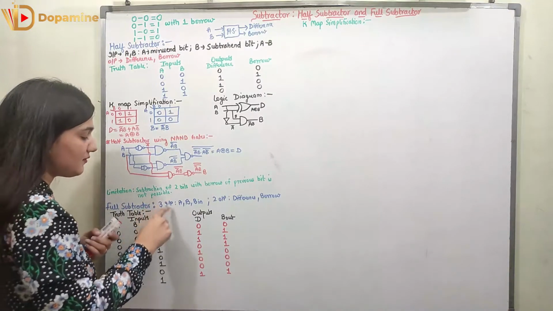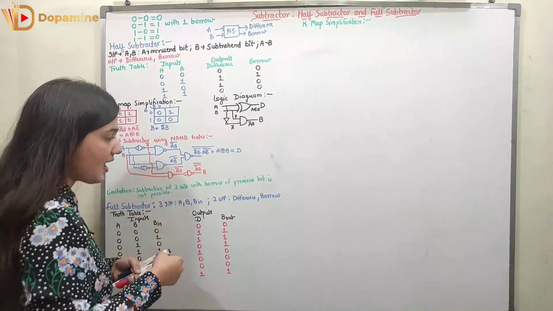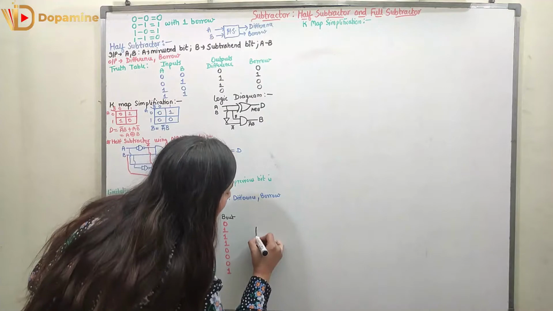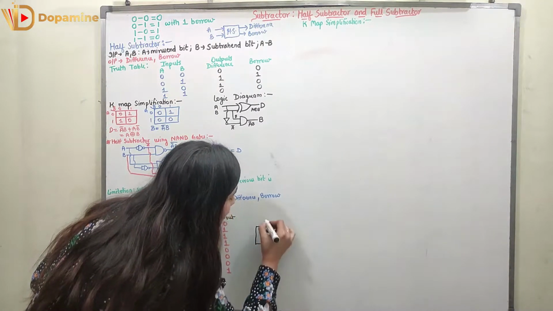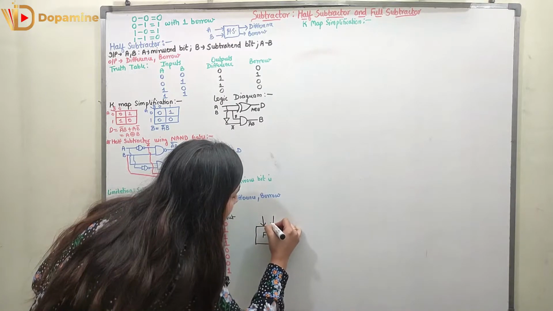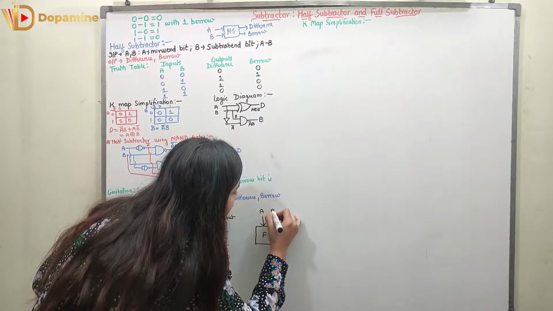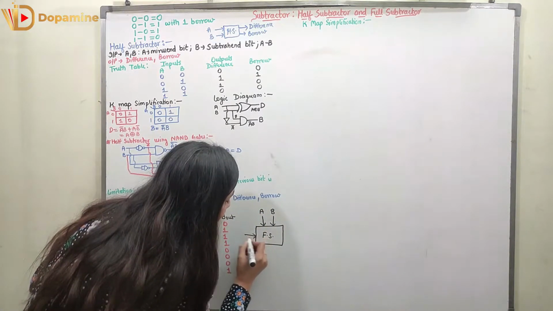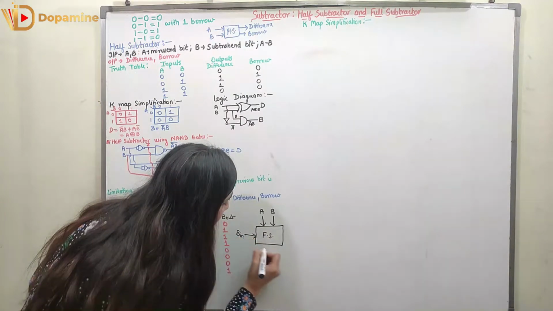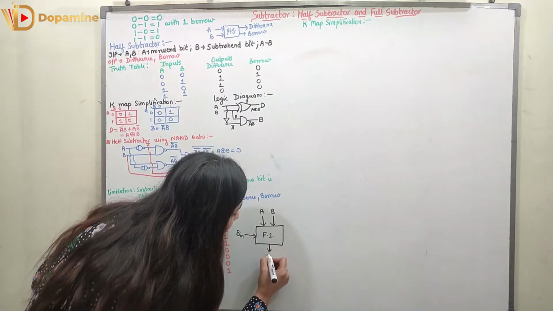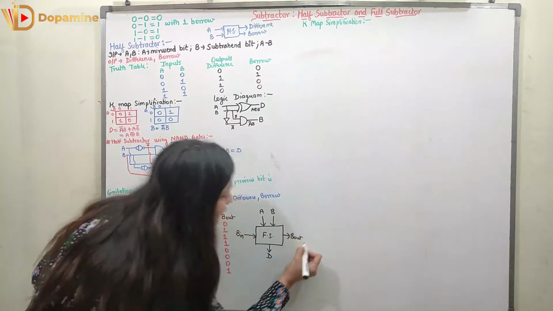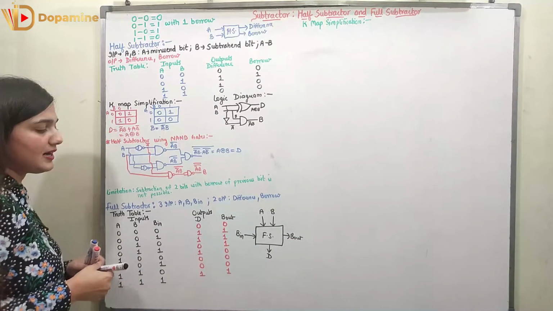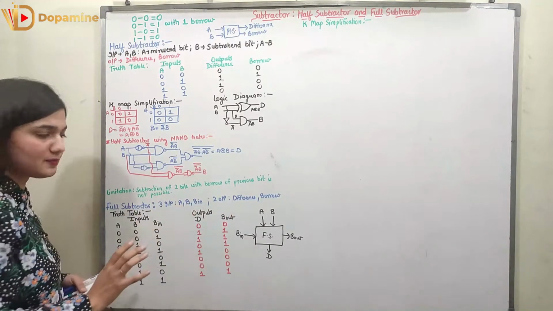So in the full subtractor we have 3 inputs: A, B and B in. If I make a block diagram, so I am making a full subtractor over here. I have 2 inputs as A and B, the 2 bits, minuend and the subtrahend bits, and one more input, that is the previous borrow, which is B in. The output over here is the difference, and the second output we are getting is B out. So this is how we will get the block diagram of the full subtractor.